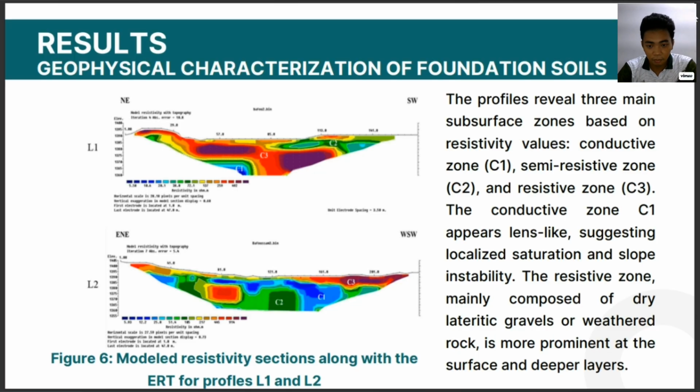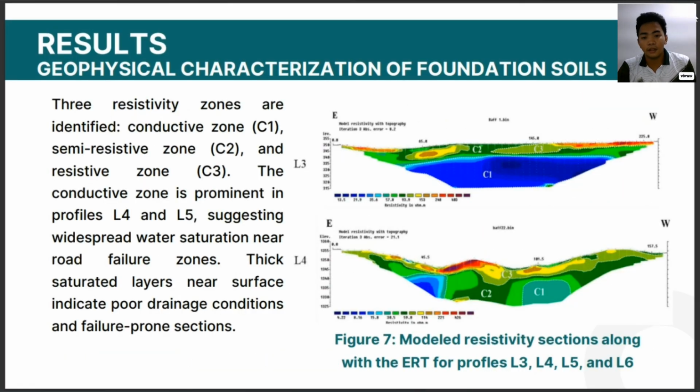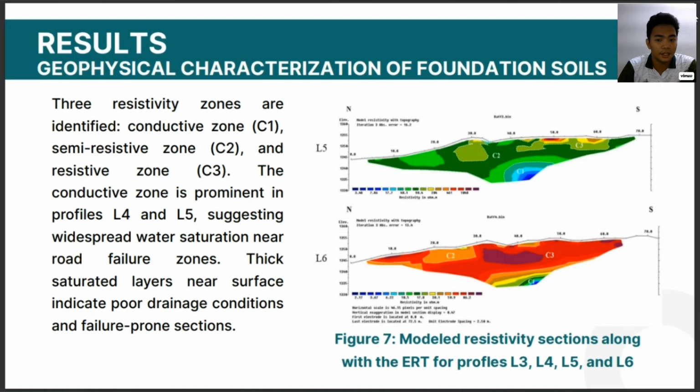layers. In figure 7, 3 resistivity zones are identified: conductive zones, semi-conductive zones, and resistive zones. The conductive zone is prominent in profiles L4 and L5, suggesting widespread water saturation near road failures. Thick saturated layers near the surface indicate poor drainage conditions and failure-prone sections.